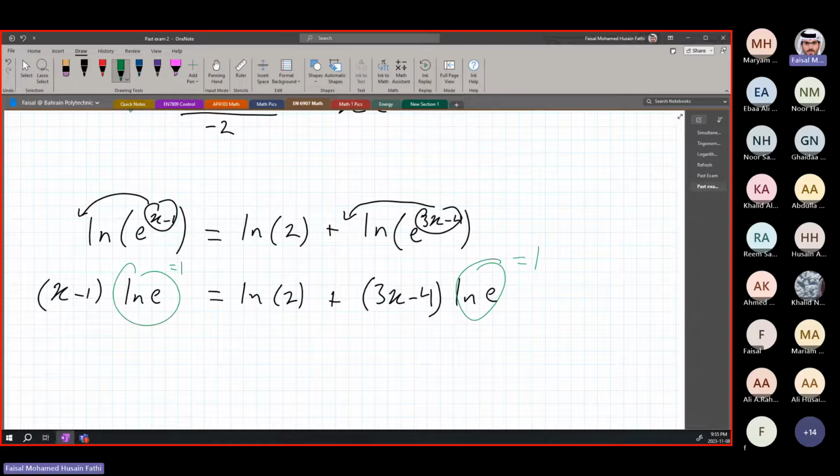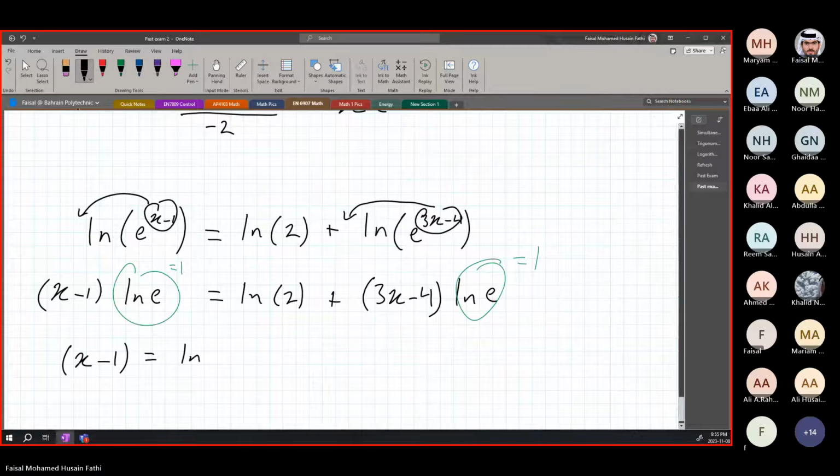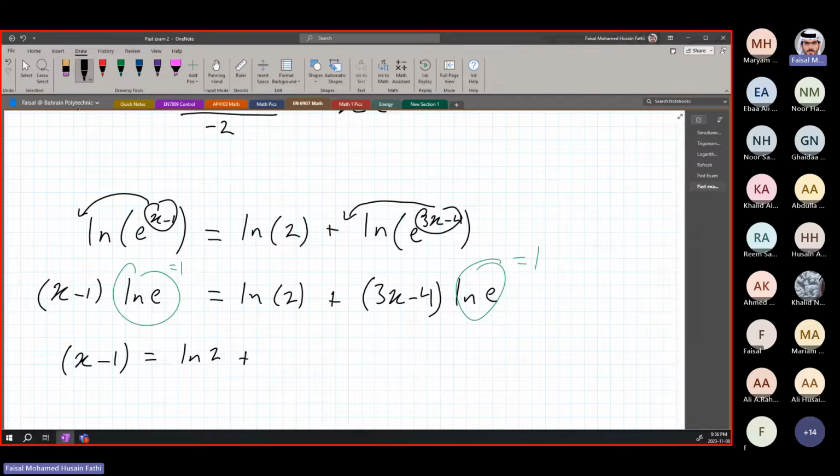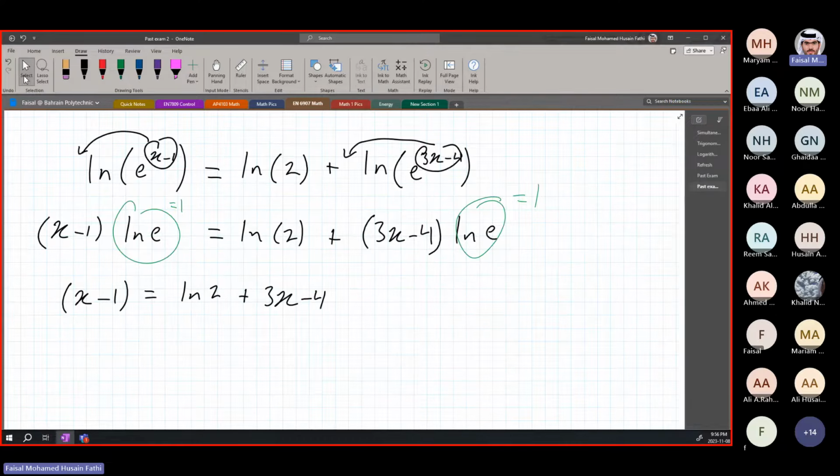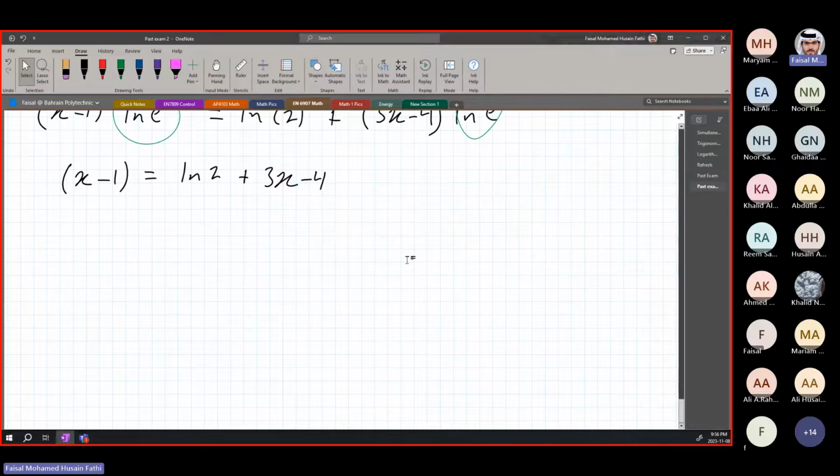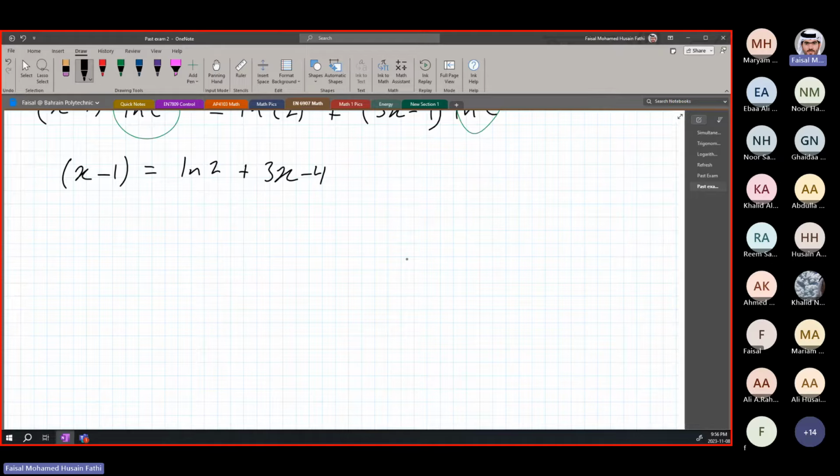This is equal to 1. ln e is base e to the power of 1. Right? So x minus 1 is equal to ln 2 plus 3x minus 4, and then you solve the exact same way. Any questions? Very straightforward, very simple. So let's go to the last question and then you can rest a bit, so you can practice afterwards on your own.